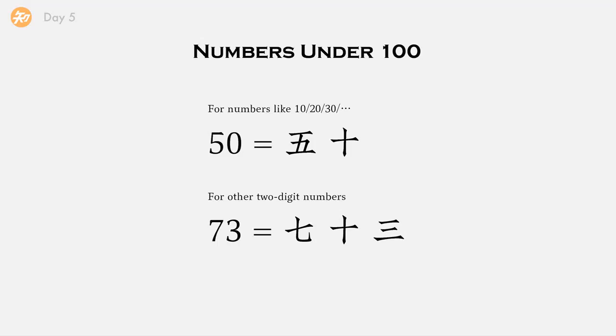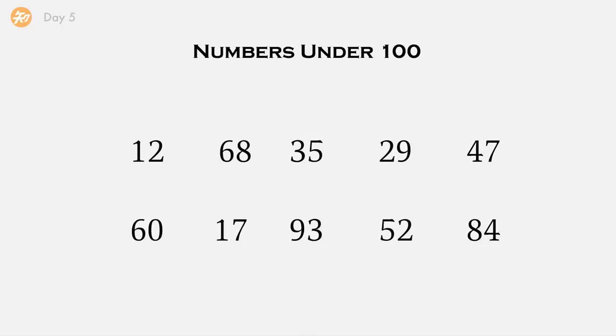If the unit digit is 0, then we don't pronounce it. For example, 50 is pronounced as 50. 73 is 73. This is quite simple. Now we have some exercise here. You should pronounce the numbers and write the Chinese words correspondingly as well as the syllables.